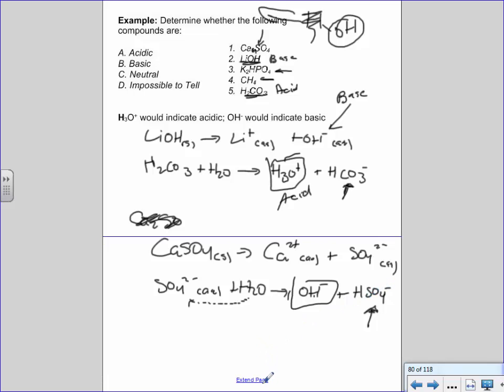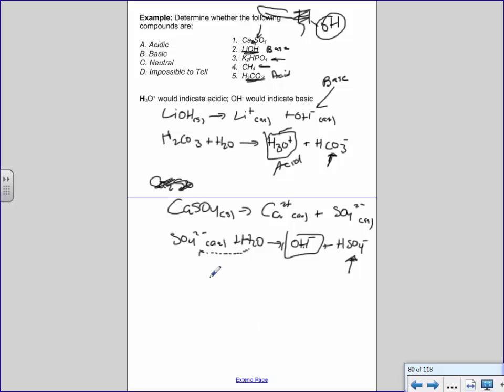Let me do one more here, then I'm going to go back to my notes that I skipped. Let's do CH4. You guys know what CH4 is? I mean, in terms of what we call it? That's methane. Methane's actually neutral. If we were to try to test the pH of methane, it'll be neutral. And now I'm going to prove to you why we know it's neutral.